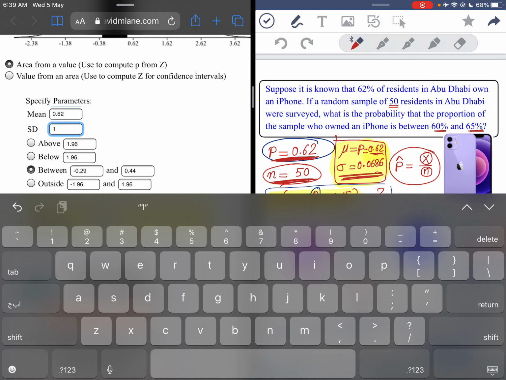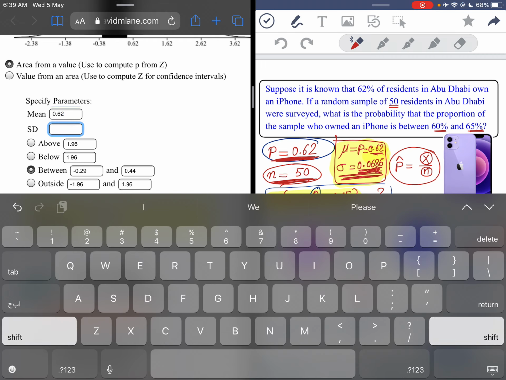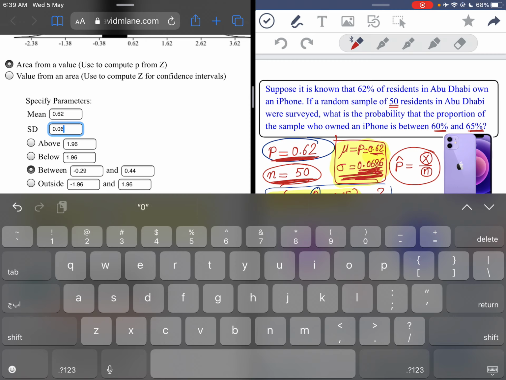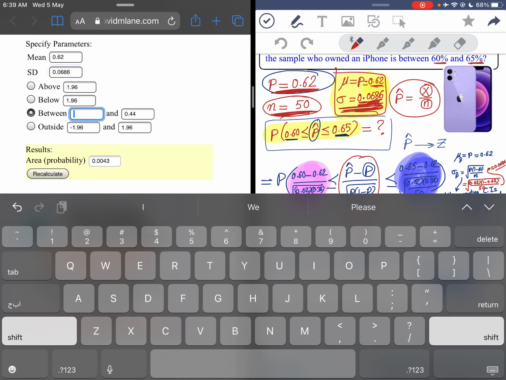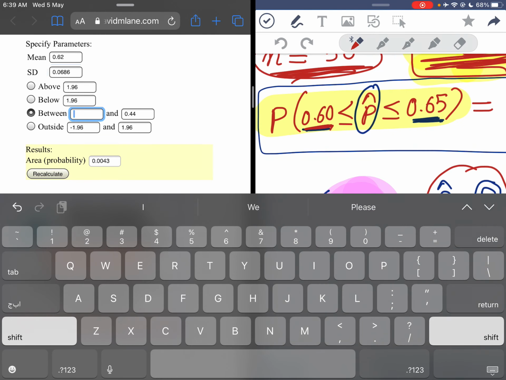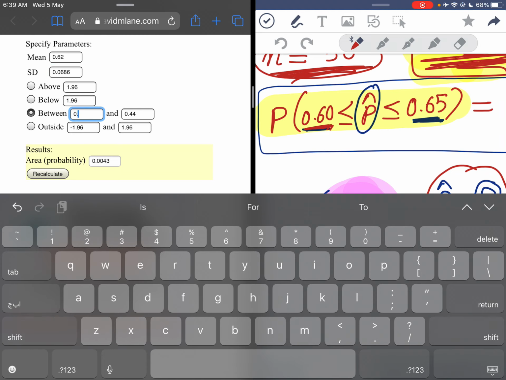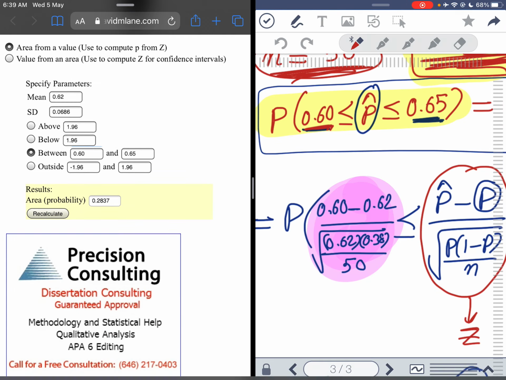And the standard deviation is this one, 0.0686. And we want between, remember, between what and what? Between 0.60 and 0.65. And now we will calculate.